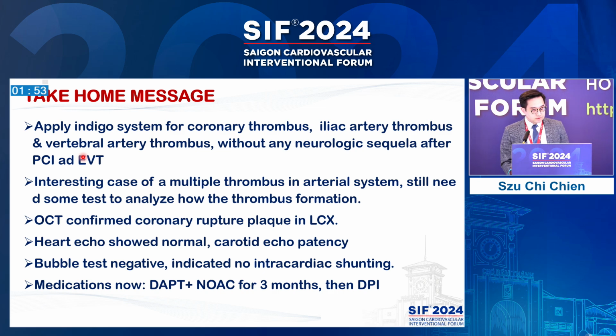It's successful. And I think it's an interesting case with multiple thrombus, not only in the coronary, but also in others, like the iliac artery and the vertebral system. OCT confirmed a ruptured coronary plaque in the circumflex, but we still do not know the etiology of the other-side thrombus. Heart echo showed normal, and we also did the bubble test, which was negative, so there's no intracardiac shunt. My medication now is triple therapy, DAPT plus NOAC for 3 months.